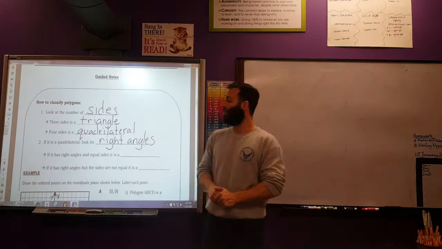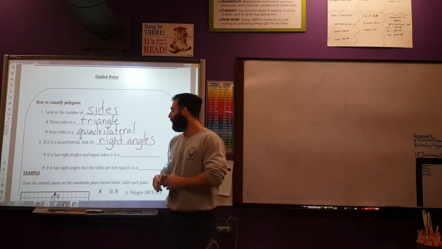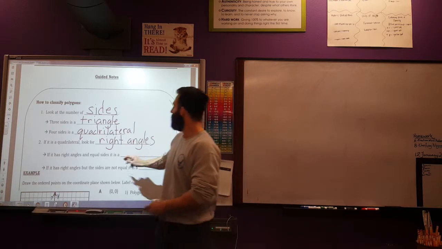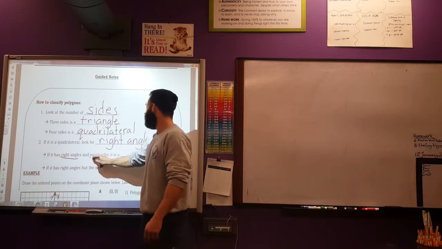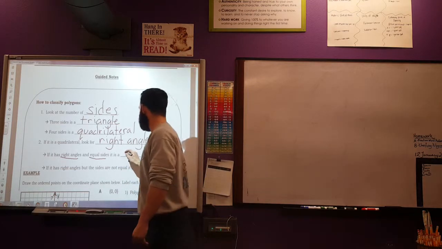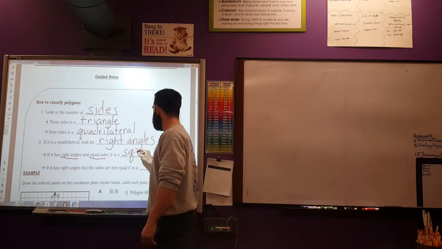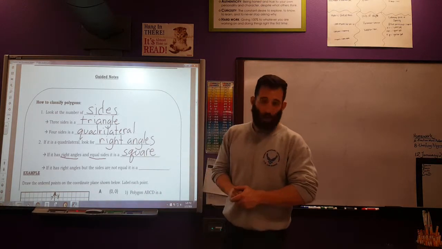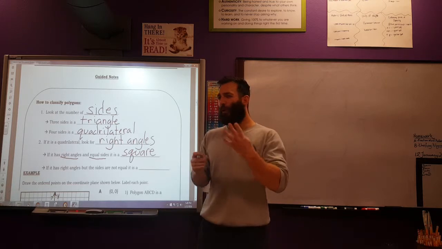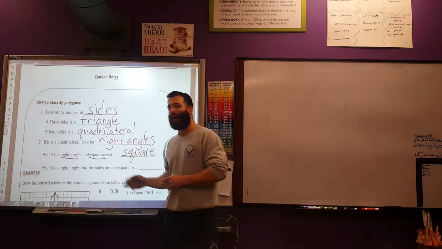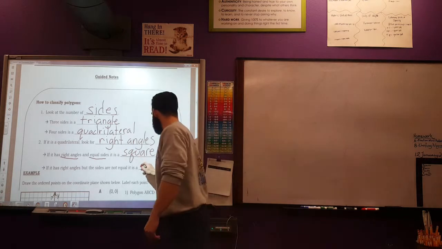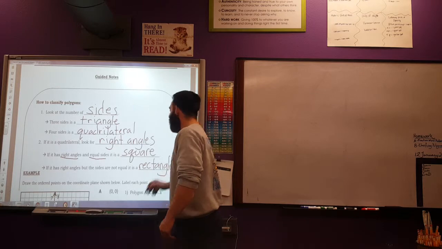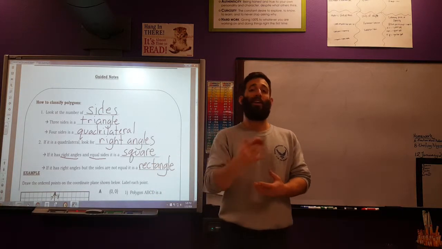Right angles, not angels. If it has right angles and equal sides, I know that this is going to be a square. But if it has 4 right angles, but the sides are not equal, I know that that is going to be a rectangle. Again, if you need to slow this down and back up, go ahead and hit the pause button now.